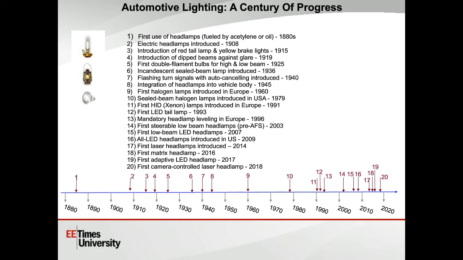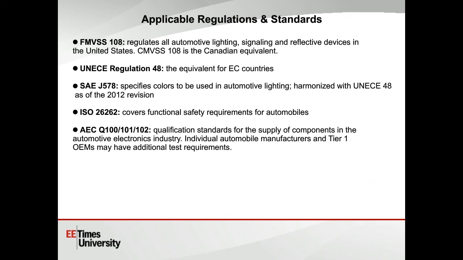Of course, because lighting is a very important feature, there are a number of government regulations and standards that pertain to these. Federal Motor Vehicle Safety Standards, FMVSS, Regulation 108, controls automotive lighting in the US and has a Canadian equivalent, CMVSS 108. These types of regulations cover lighting, the allowable colors, and so on, and don't just cover automotive lighting. They also cover things like traffic signals and reflective devices.